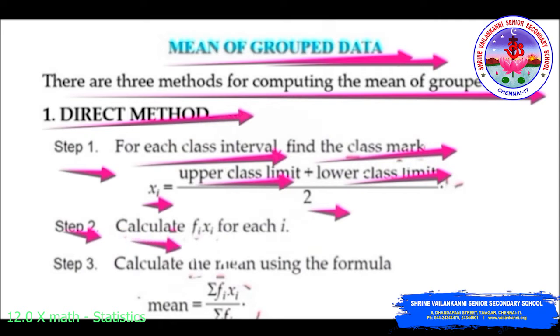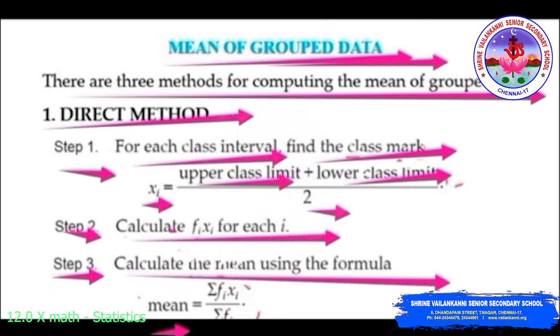Step 2, calculate fi xi for each i. Step 3, calculate the mean using the formula: mean is equal to summation of fi xi divided by summation of fi, where summation denotes the sum of the fi xi column divided by the sum of the fi column.